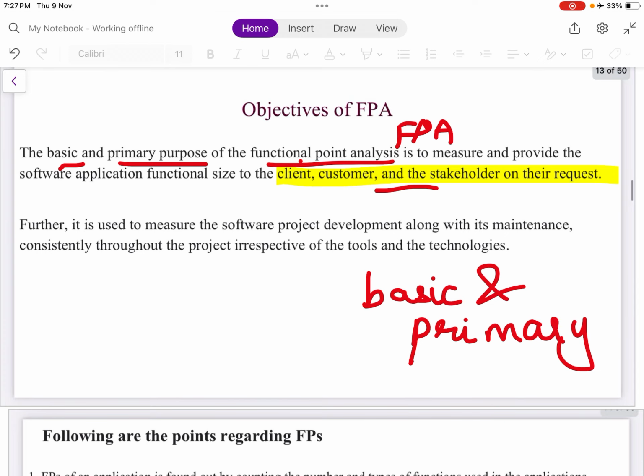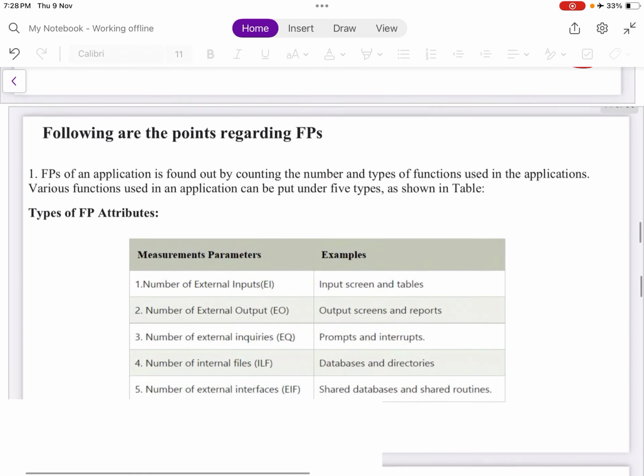Further, it is used to measure the software project development along with its maintenance consistently throughout the project, irrespective of its tools and technologies.